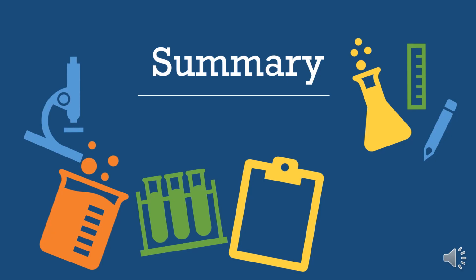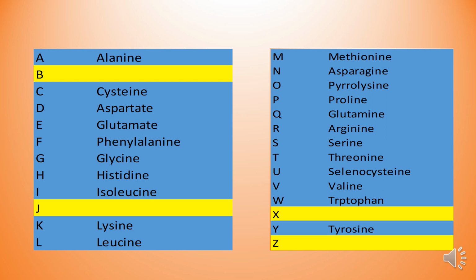Summary: an amino acid is a molecule that combines to form proteins. And here, amino acids are arranged based on alphabetical order. We are not coding for the amino acid letters B, J, X, and Z. And the remaining are for your understanding.